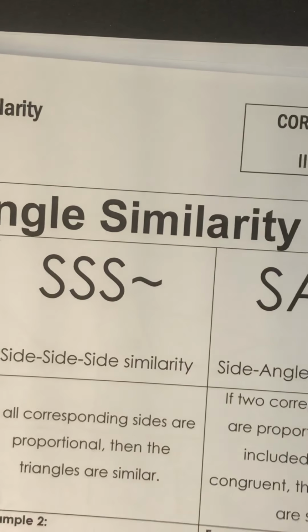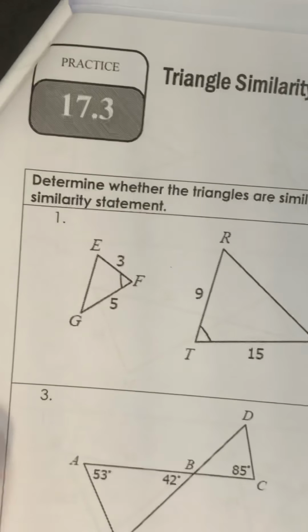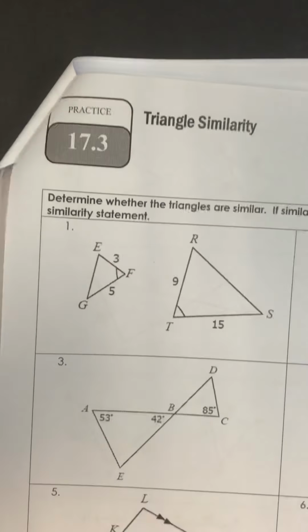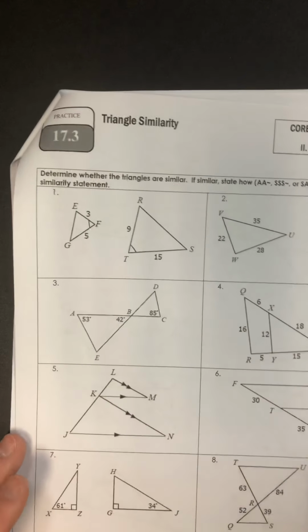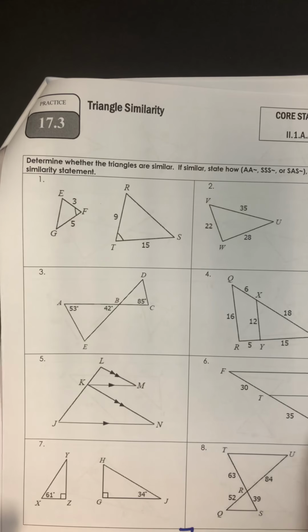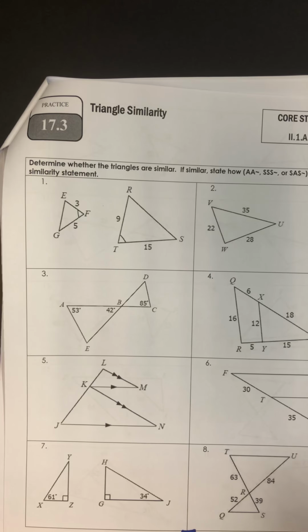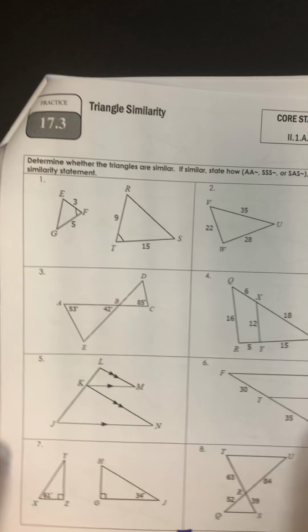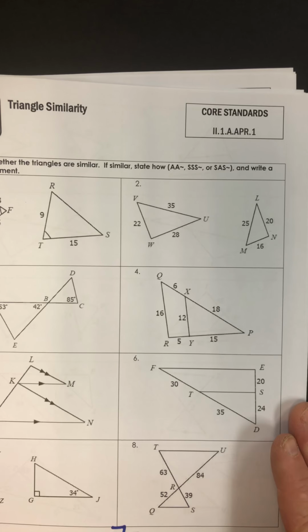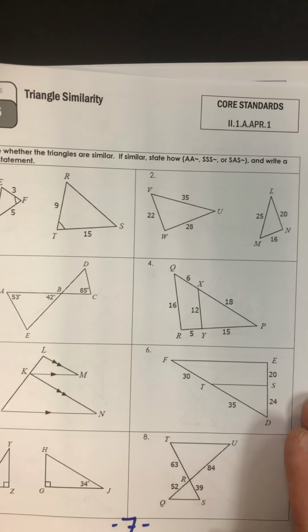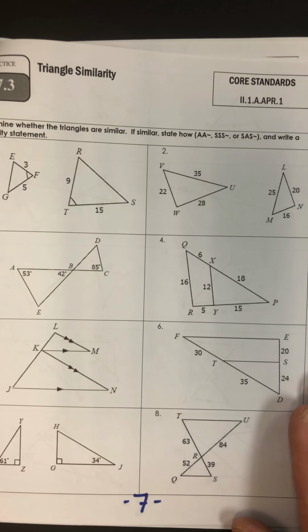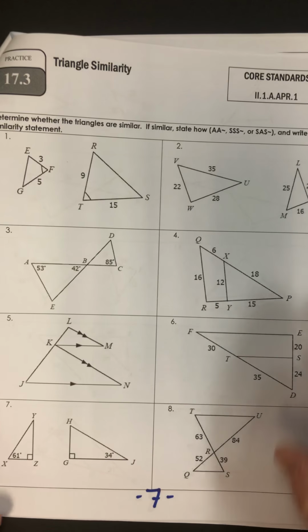Okay, let's see. So on your practice for 17.3, it's the same thing. Are they similar? Okay, so you're going to set up the proportions and figure out which rule, angle angle, side side side, or side angle side similarity, decide whether they're similar or not, and then write down the similarity statement.